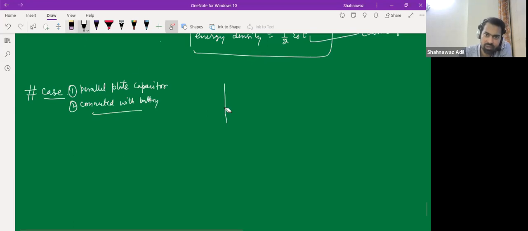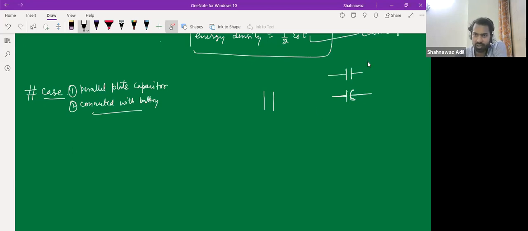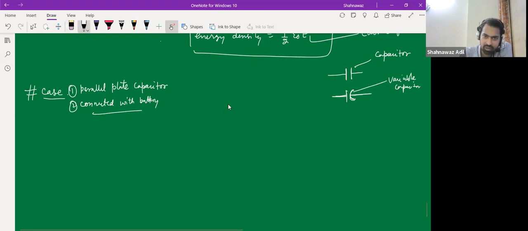So the battery will do what? The battery will provide some potential difference. This is how we denote a capacitor, two parallel lines, and this is how we denote a variable capacitor. Just remember this, it can be asked in the viva of the lab. So we have a capacitor and it is connected with some battery.